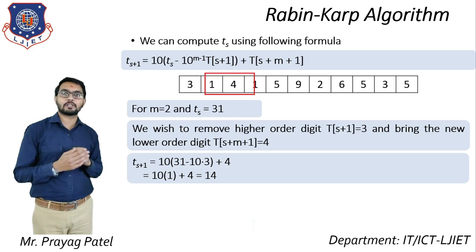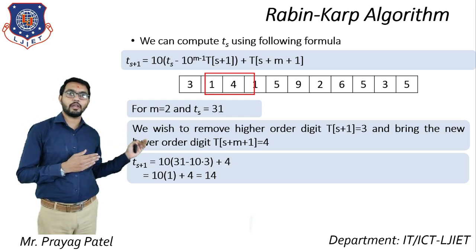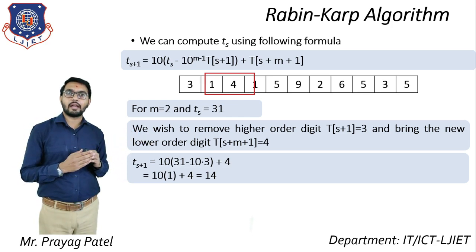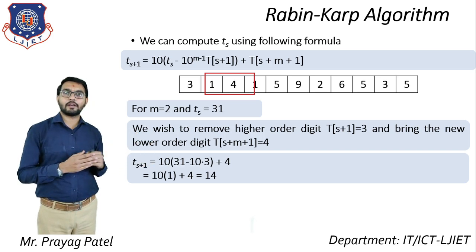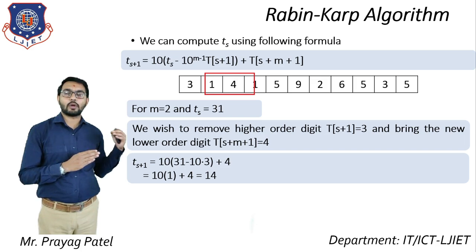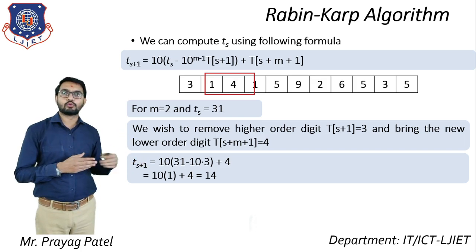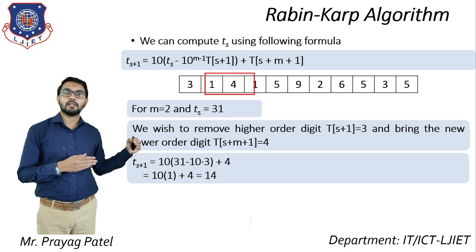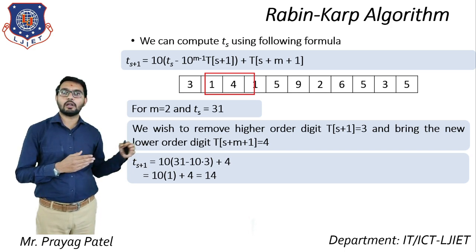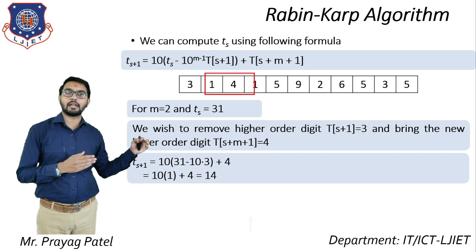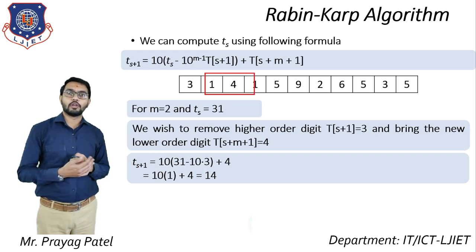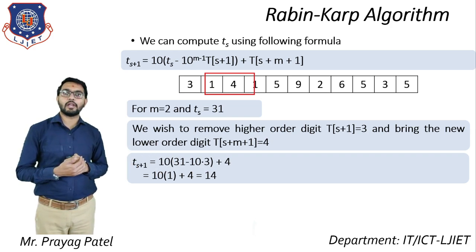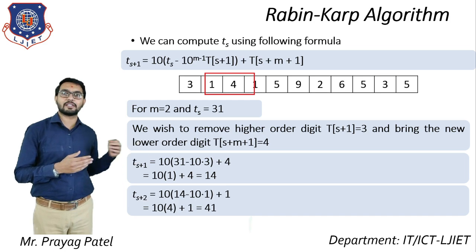So T of S plus 1 equal to, here consider 10 as your value D, then consider T of S equal to 31 minus, consider 10 raised to m minus 1, m equal to 2, so here consider 2 minus 1 equal to 1, so 10 raised to 1 minus 3, consider as your digit. So here after that consider the value plus 4. So here 10 into 1 plus 4 equal to 14. So next value consider as a 14.